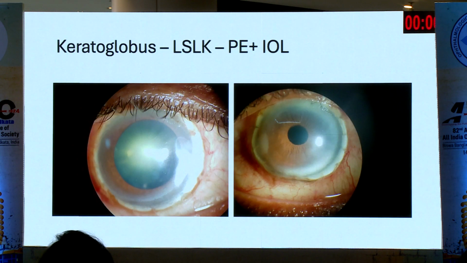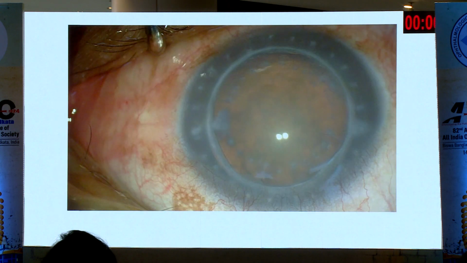This was a patient with a keratoglobus where we've done a large diameter limbal sparing LK, and then subsequently went ahead with a cataract surgery. This was again a patient who had very severe myopia, so the axial length was around 34. So this is a patient who had macular dystrophy in both eyes. We did a PK in one eye, we did a DALK in the other eye.